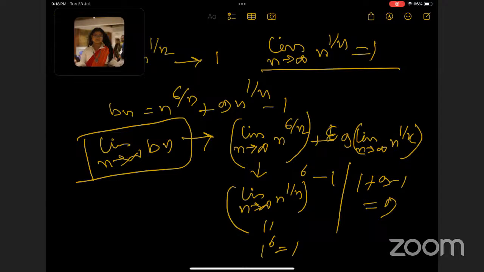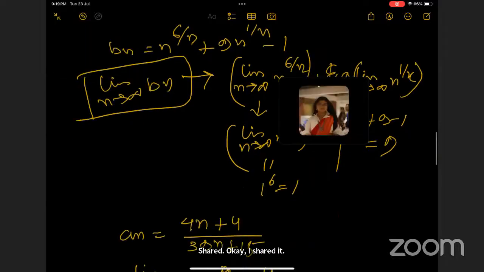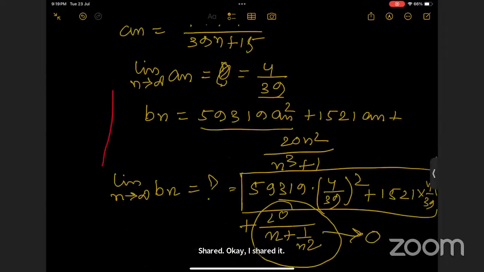Someone has posted the 9th question. In this question, there are some functions P1, P2, P3. I think there should be an introduction about these functions, the definition of these functions. So it would be better if you can share. Okay, you shared it. Yes, ma'am, I have shared the pics.